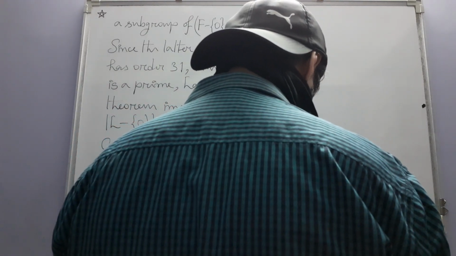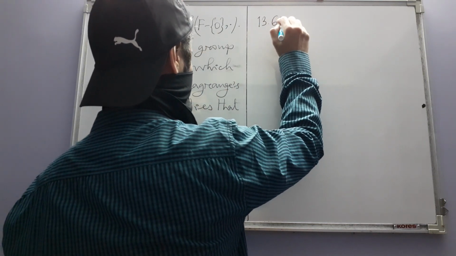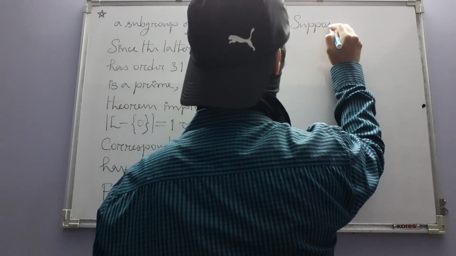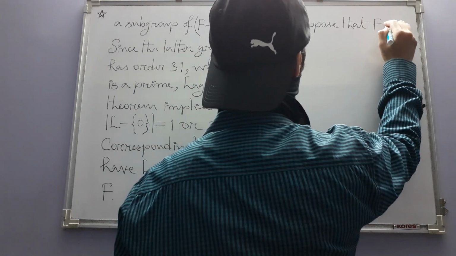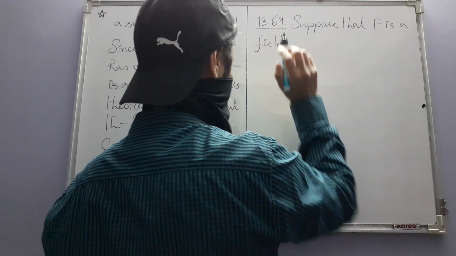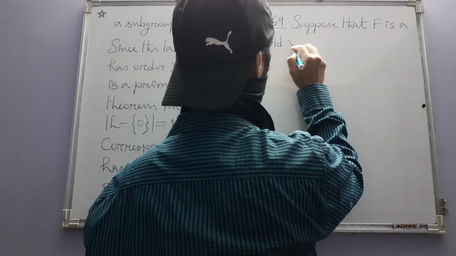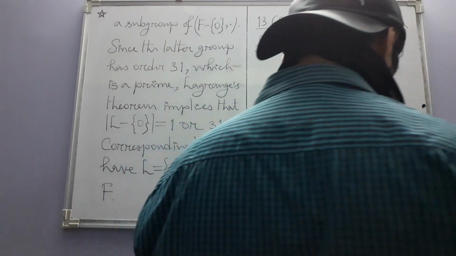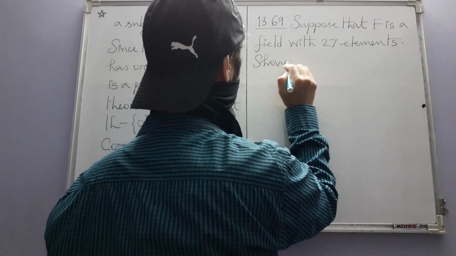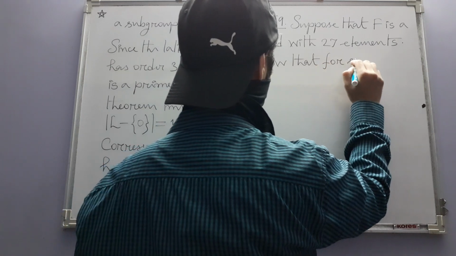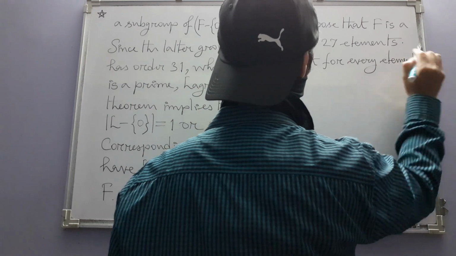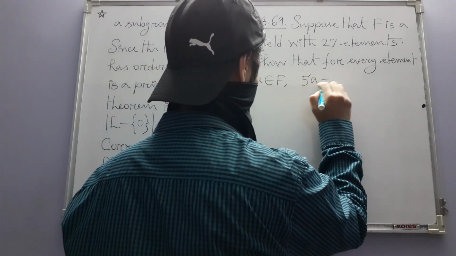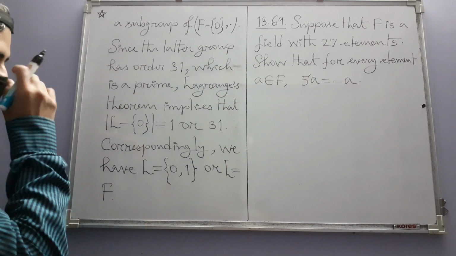Next, suppose that F is a field with 27 elements. Show that for every element A in F, 5A is the same as minus A.